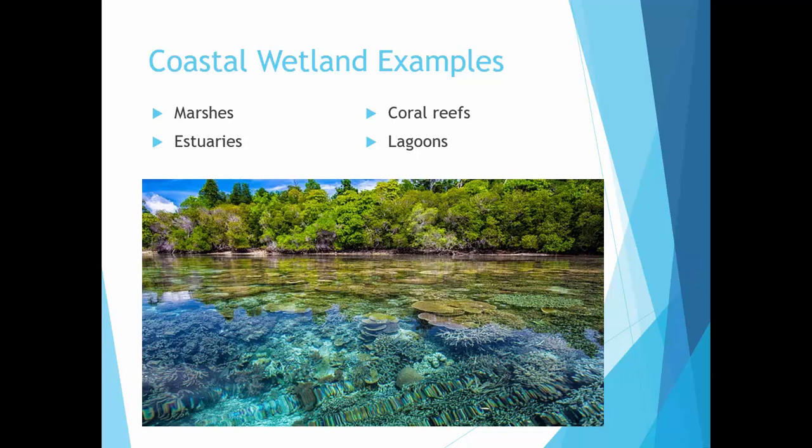If we want to talk about coastal wetlands, these are wetlands that do have some connection to salty ocean water. These would include marshes, estuaries, coral reefs, which is what's pictured here, and lagoons. So these are all bodies of water that are wetlands. Some parts of the year, they may not have as much water as others, or for coastal wetlands, when the tide goes out, some of that land may surface, and when the tide comes back in, then it will be underwater.